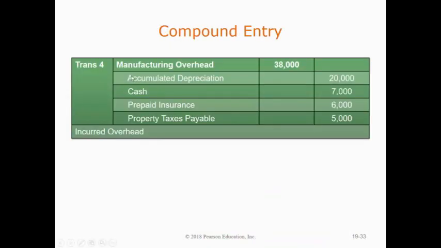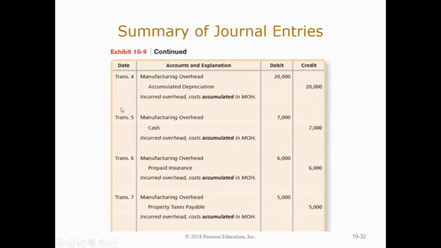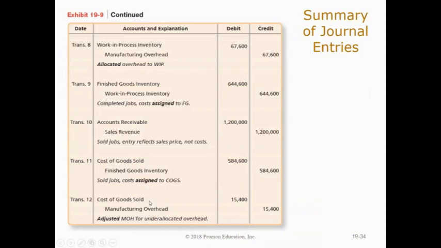And if you wish, you can just make one huge compound entry where you have one debit to manufacturing overhead and list all of your credits respectively, instead of having to have 4 separate journal entries with all of the same debit of manufacturing overhead. When your overhead is allocated from the pool into jobs, it's always a debit to work in process inventory and a credit to manufacturing overhead.